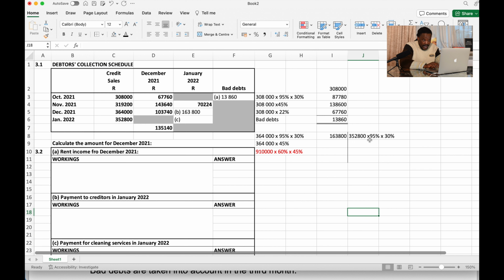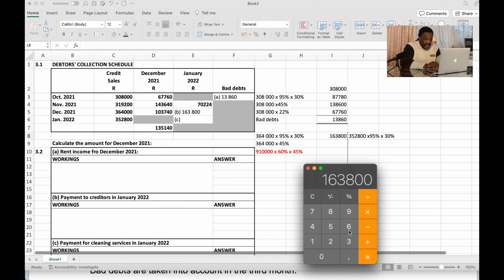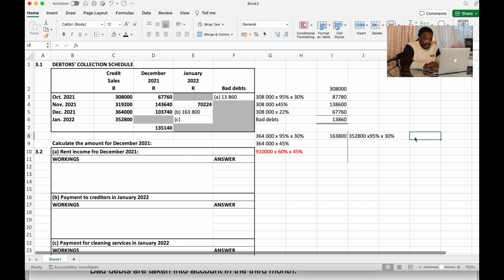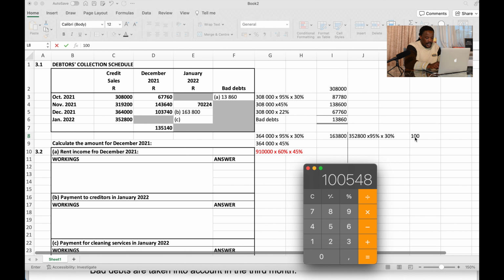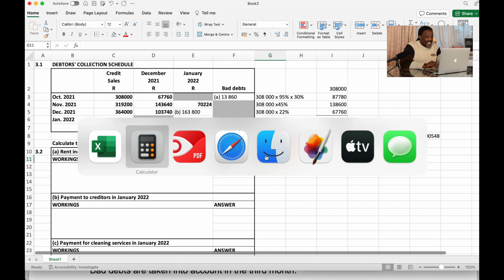Now, this is 352,800 times 95% times 30%, and is the trend for the first month. 352,800 times 95% times 30%. And this is the answer, 100,548. And that 100,548 comes here. But the examiners, what they did, they use 60%, which we will completely disagree.